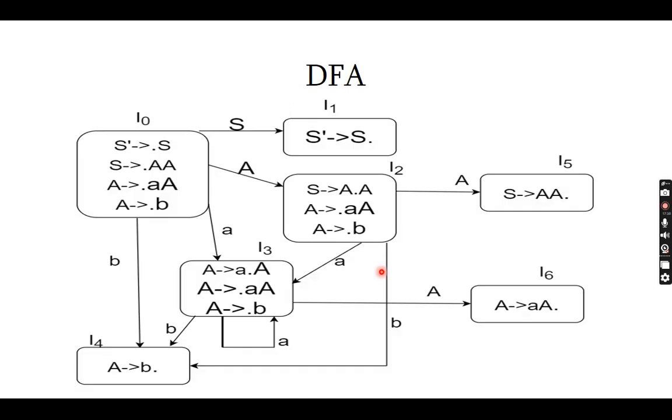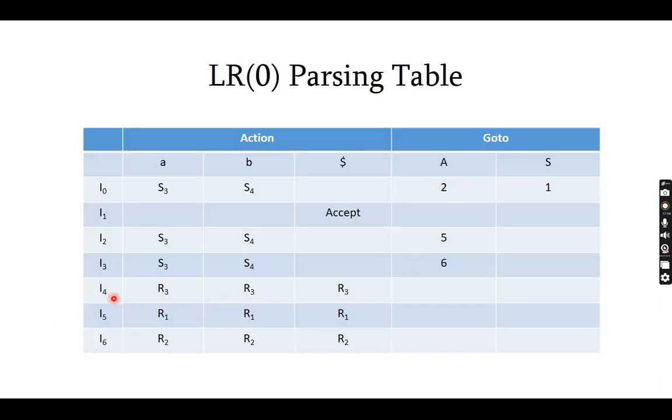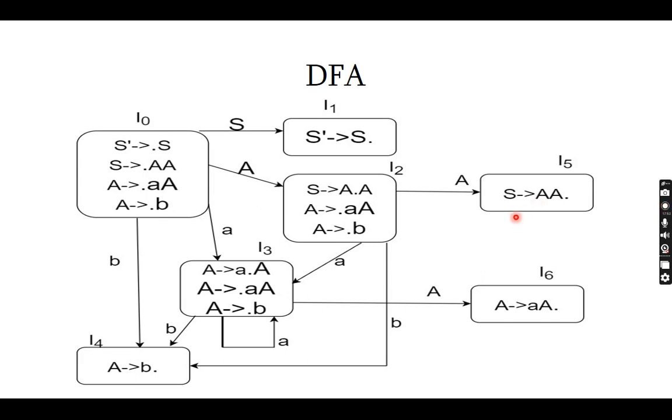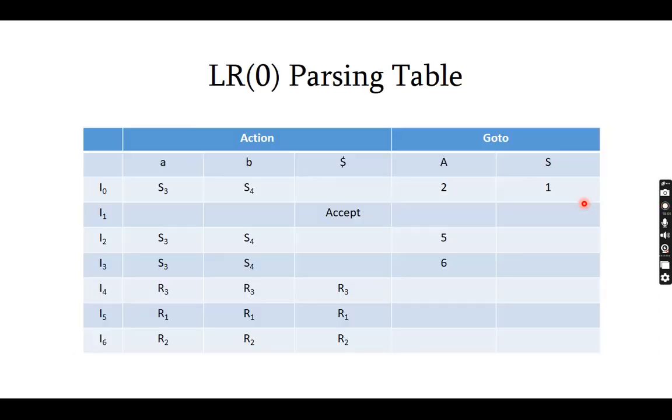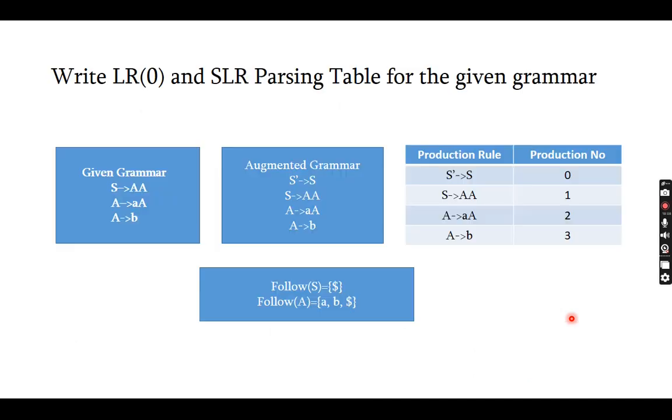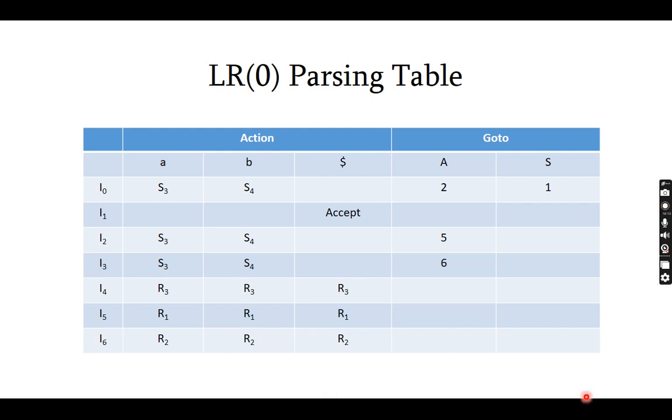Why R3? Because of this production, whose production number is 3. That is why you have to write R3 in the I4 row in all the columns of the action part. Now I5. I5 is S derives AA. What is the production number? 1. So you have to write R1 in all the columns of the action part. Okay, I6. I6 is A derives aA. The production number is 2. So R2 you have to write in all the columns.